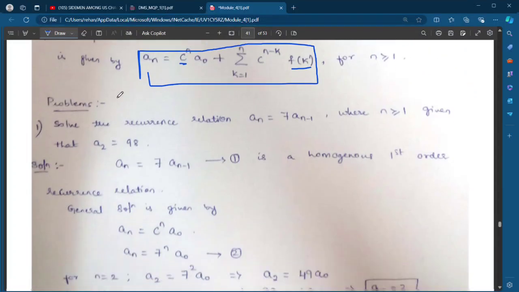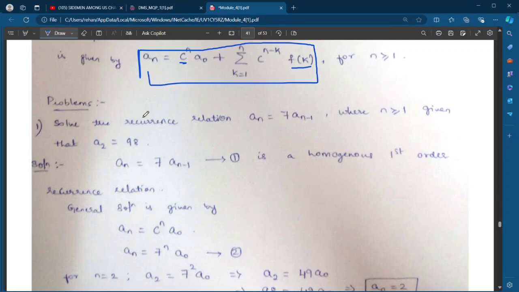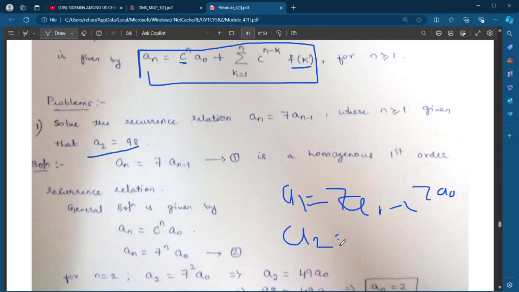So let us move on with the first question. Solve the recurrence relation a_n = 7 a_(n-1), where n is greater than or equal to 1, given that a_2 = 98. Now if I take a_1, I get 7 into a_(1-1), that is 7 a_0. Similarly for a_2. The given equation is homogeneous. So how will I take the general solution?